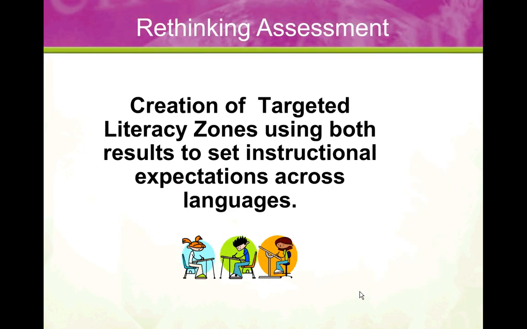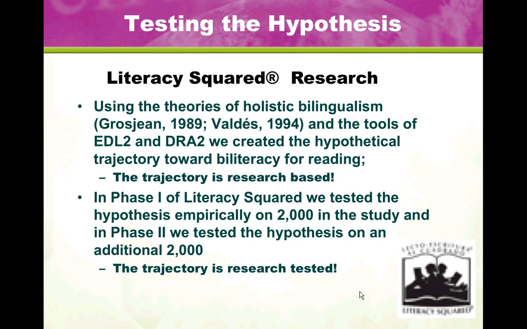In order to do this, we need to rethink assessment by creating what we call targeted literacy zones, using the results to set instructional expectations across languages. So here's an example. Literacy Squared Research, of which I'm one of the team members, used DRA and EDL to look at the relationship between the two assessments and how children are learning two languages.